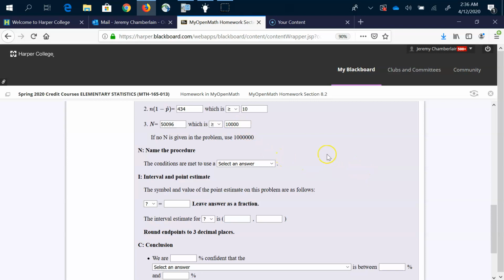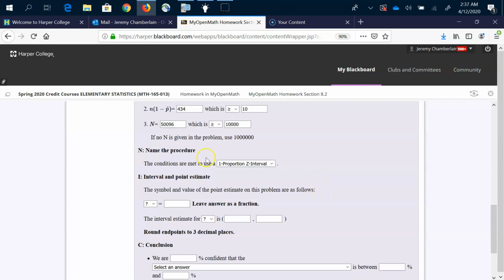Now, if a problem does not give the population size, ours did, then just use 1,000,000 as the population size. But our sample was 500 and our population size was 50,096, so we don't have to worry about putting a made-up number here. Name of the procedure: 1 prop z interval. The reason I said 1 prop is because that's what it looks like in the calculator.